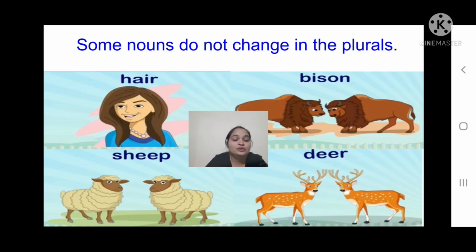And also there are some nouns which do not change their form, whether they are singular or plural. For example, hair, one hair, 100 hair. So is bison, one bison, 5 bison, one sheep, 6 sheep, one deer, 2 deer. They won't change with singular or plural, they remain the same.